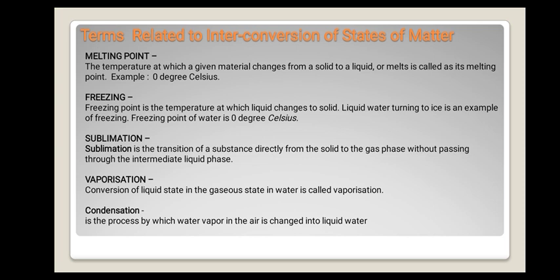Sublimation. Sublimation is a transition of a substance directly from a solid to the gas phase without passing through the intermediate liquid phase. One example is camphor. Camphor means कपूर. ओके जब भी हम कपूर की गोली को जलाते हैं तो वो क्या होता है, डायरेक्टली गैसेस में कन्वर्ट हो जाता है. वेपोराइजेशन. Conversion of liquid state to the gaseous state in water is called vaporization.